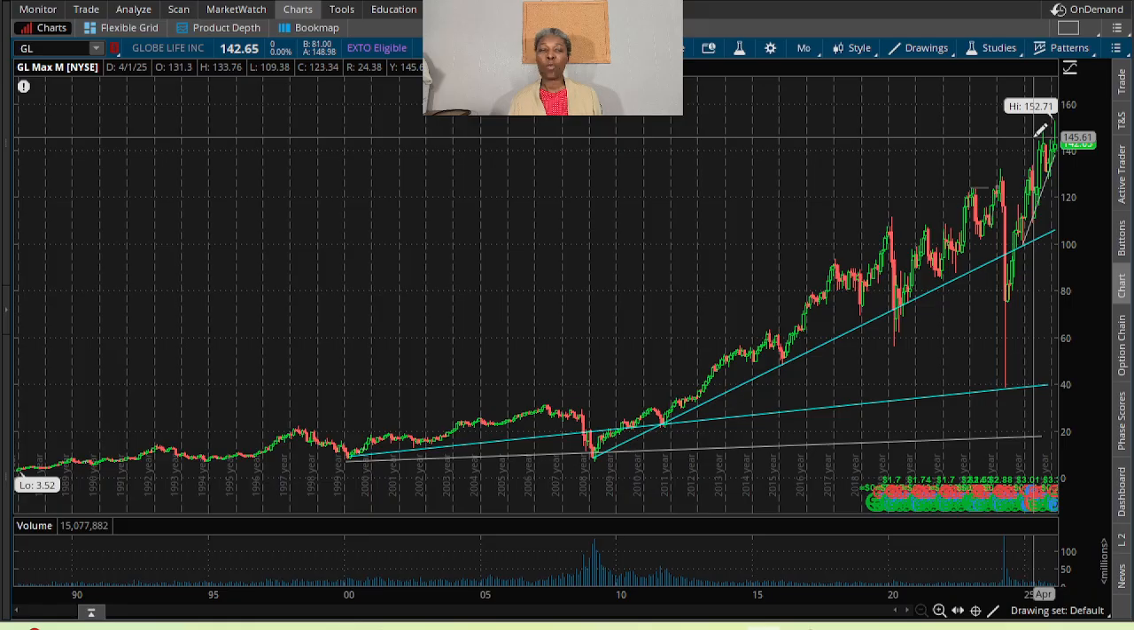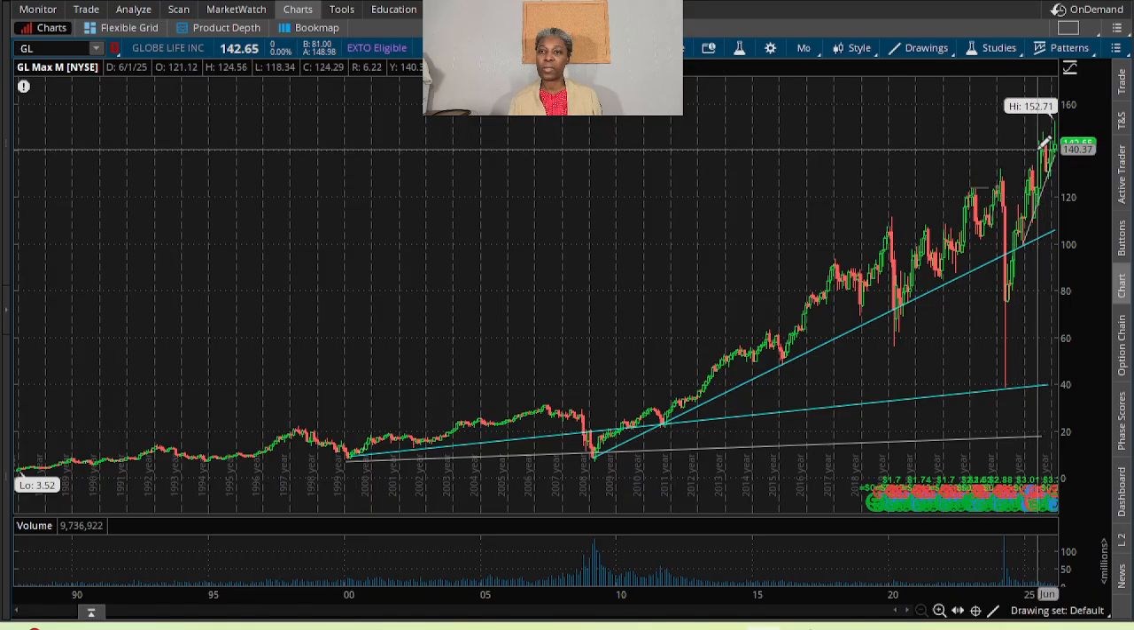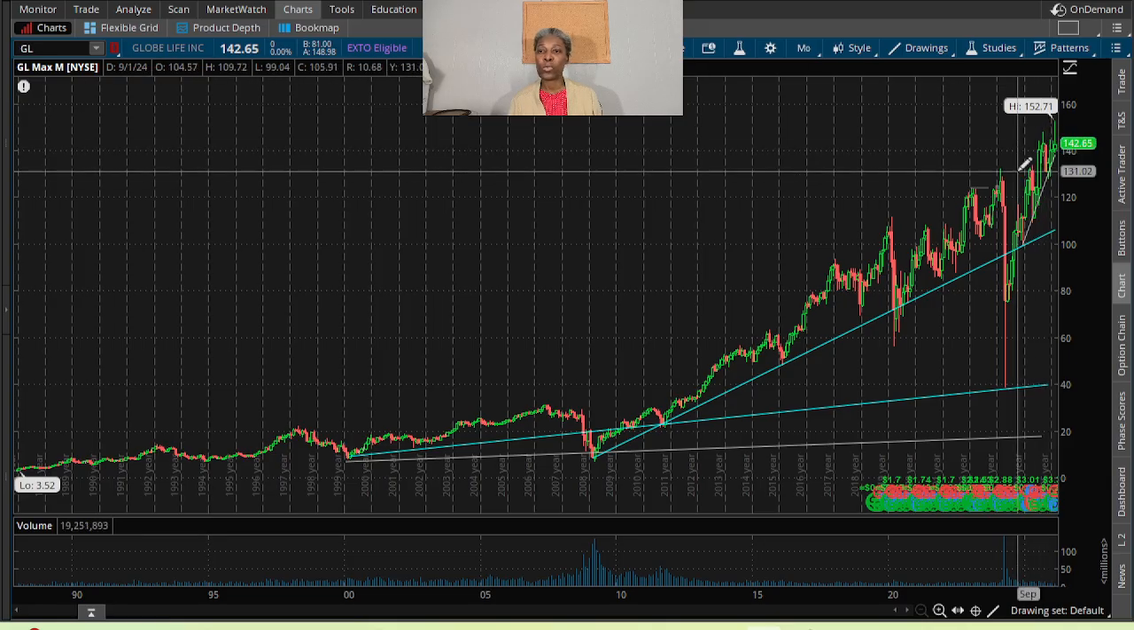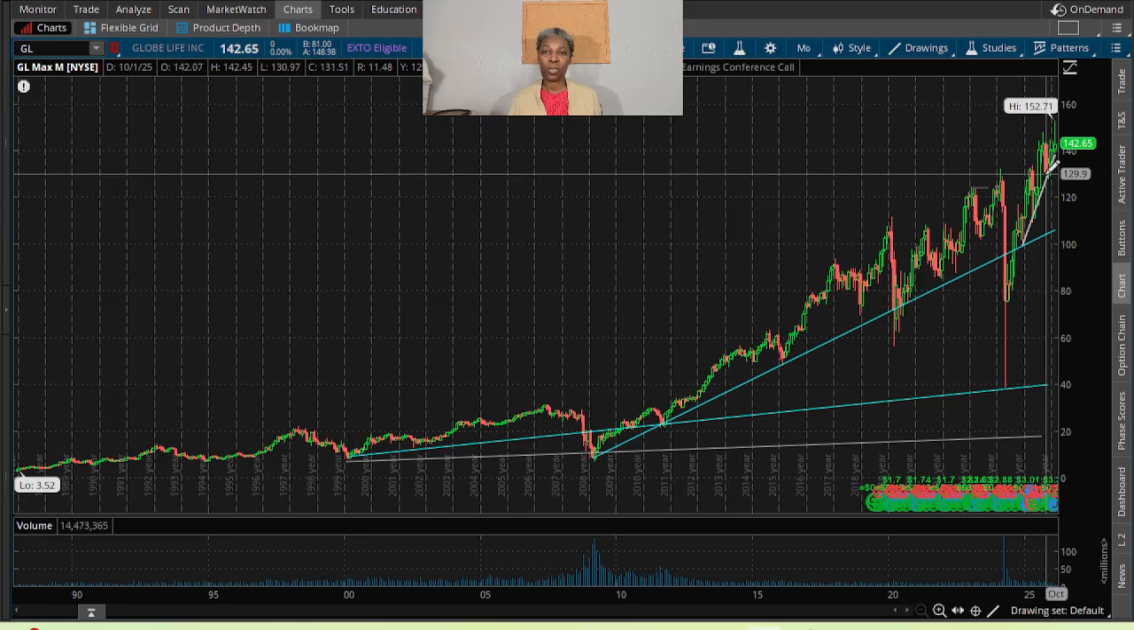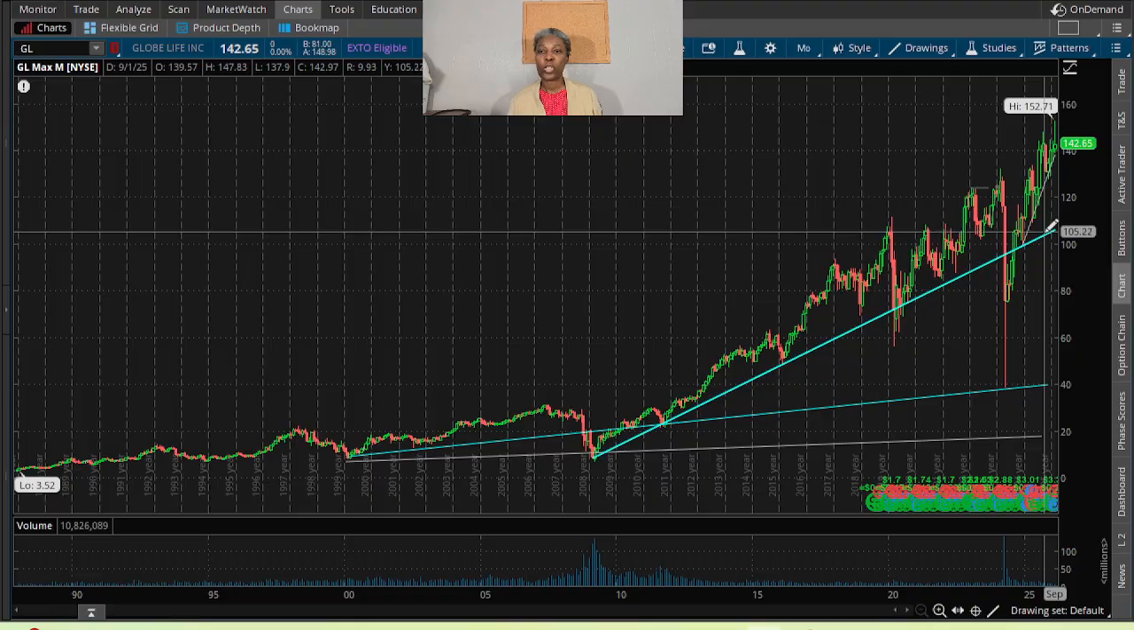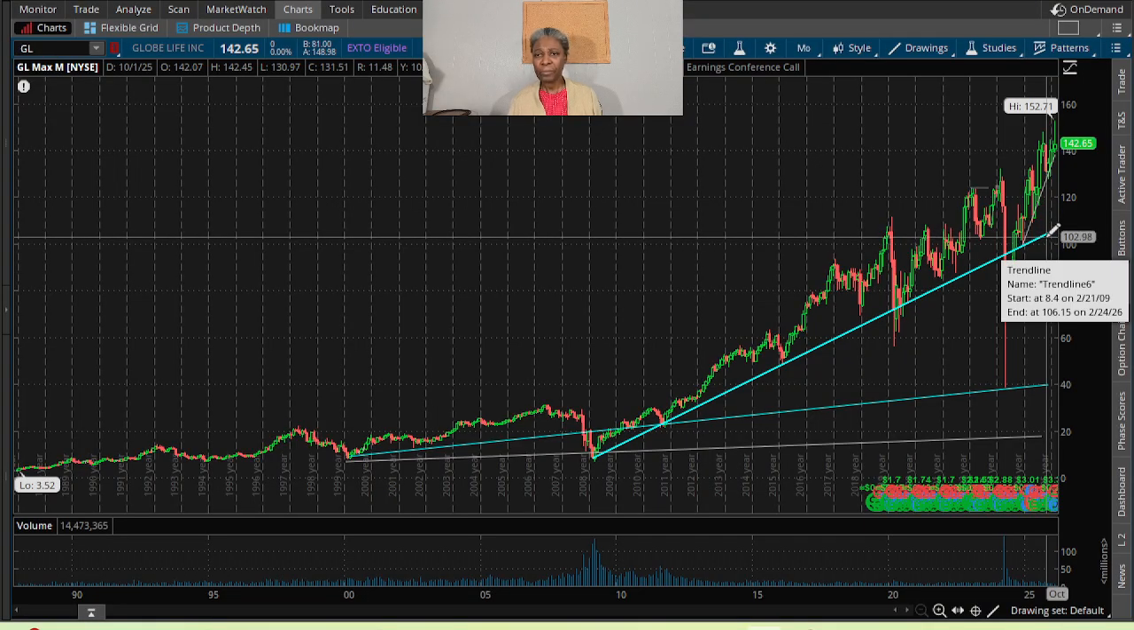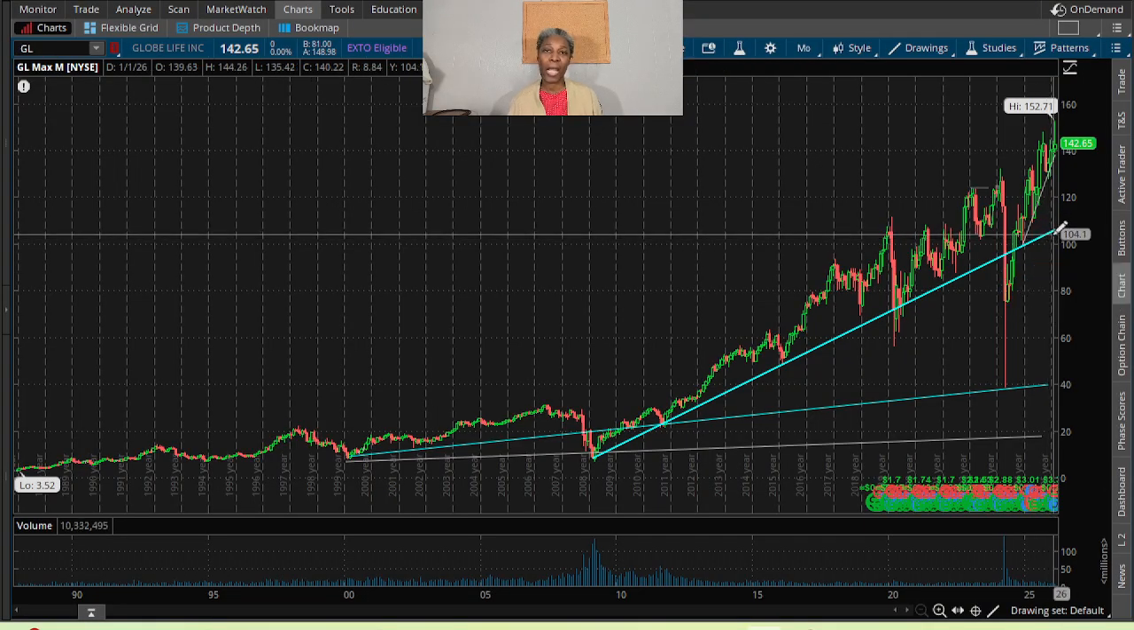But since it's already reached the all-time highest price, I would prefer not to get in the trade, even if it's going to continue going up for another year or 2 years. I would just prefer to wait on it. So that is how I analyze the chart.